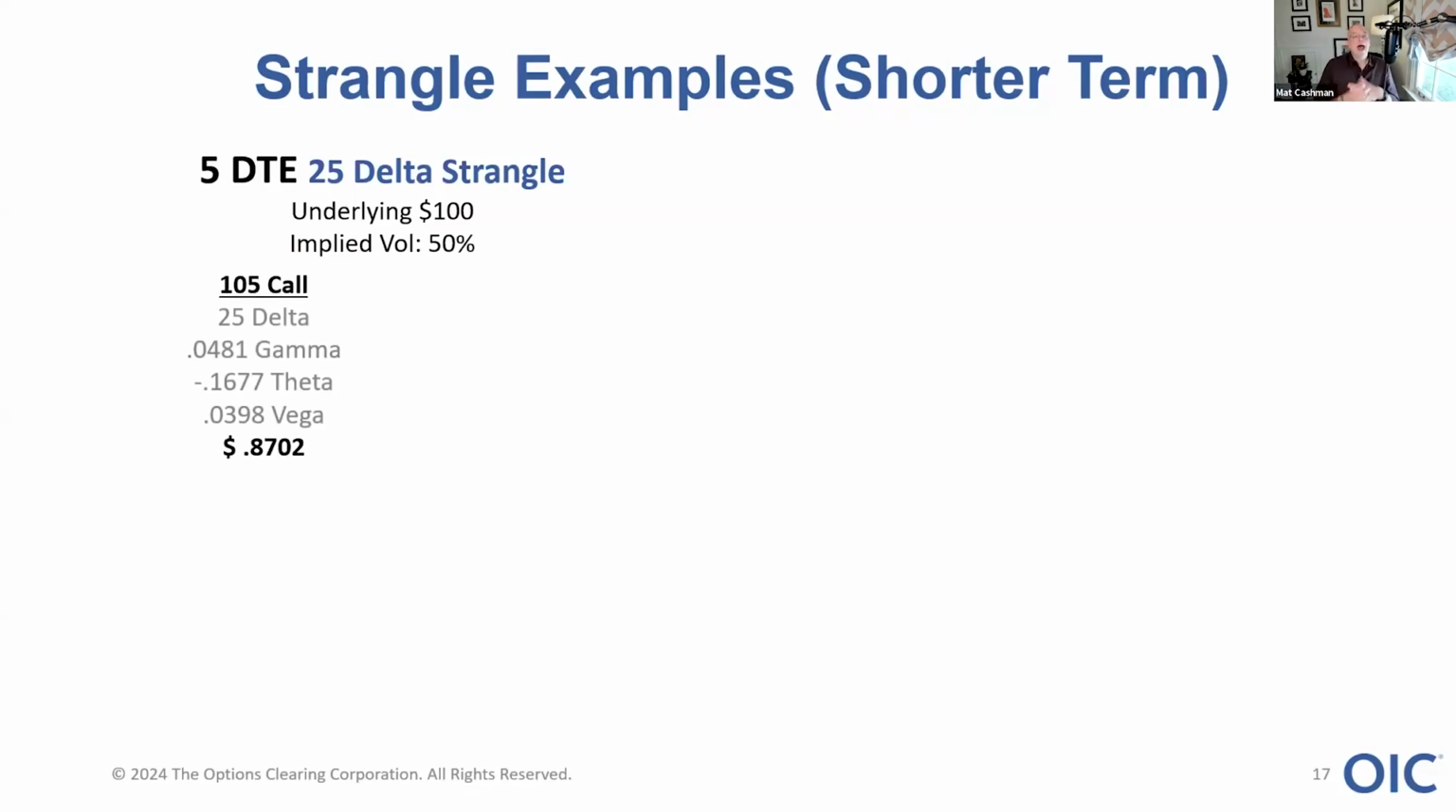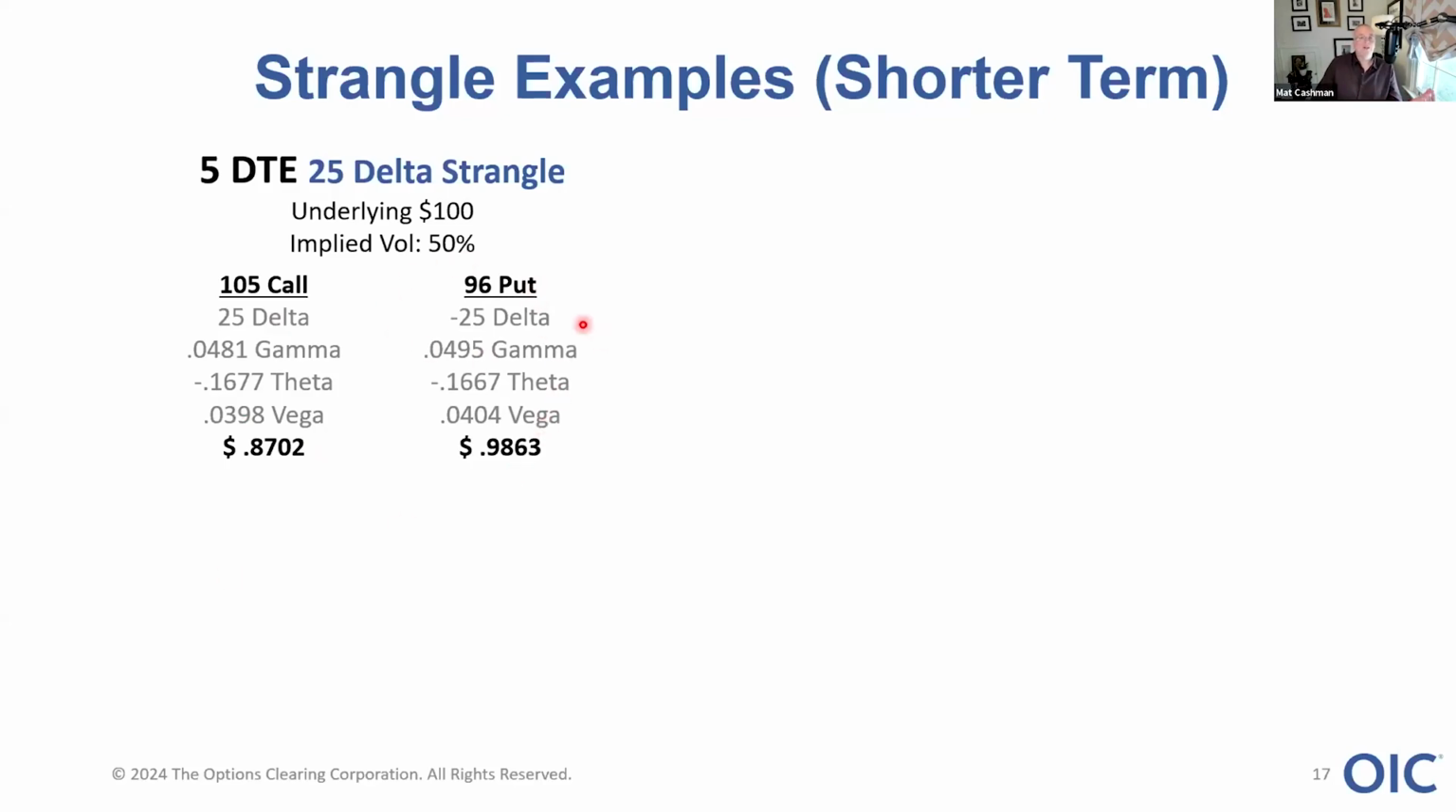So we look at the 25 delta option on the call side and we come up with the 105 calls. This gives you what their profile looks like. It's a 25 delta. It has less than 5 gamma, 16 cents, 17 cents of theta, and only 4 cents of Vega. It's an 87-cent option. We add to that the downside strike, the 96 put.